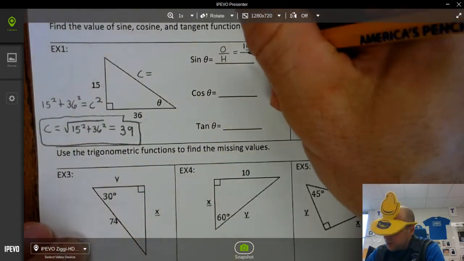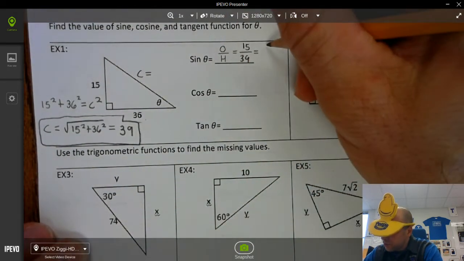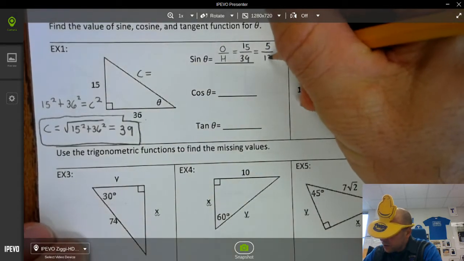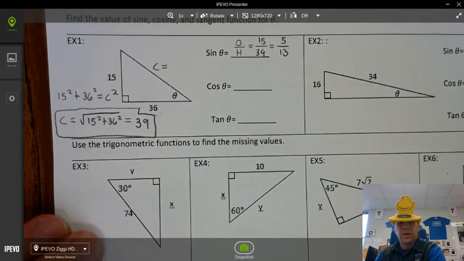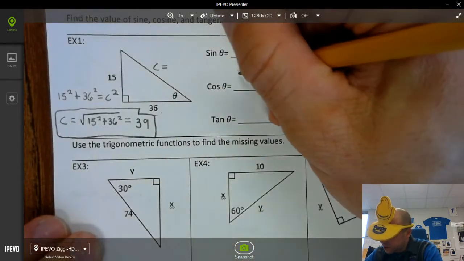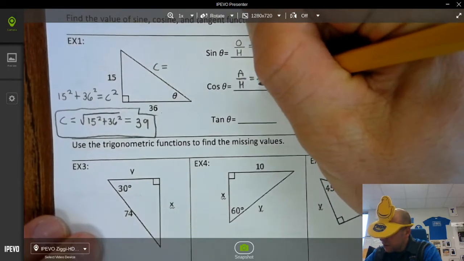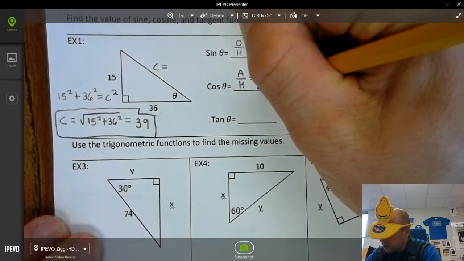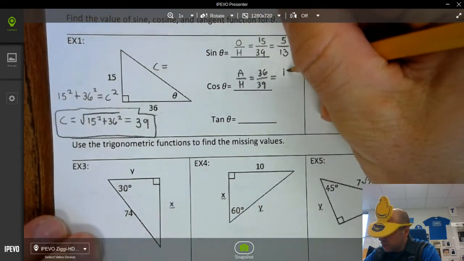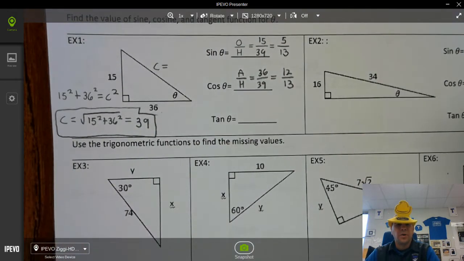Okay, so that means that's 15 divided by 39. And we know that 15 divided by 39 reduces to be 5 divided by 13. Okay, so now cosine of theta is adjacent over hypotenuse. So that's adjacent divided by hypotenuse, which is 36 divided by 39, which reduces to be 12 divided by 13. All right, so pause the video for a moment and see if you can do tangent of theta on your own.